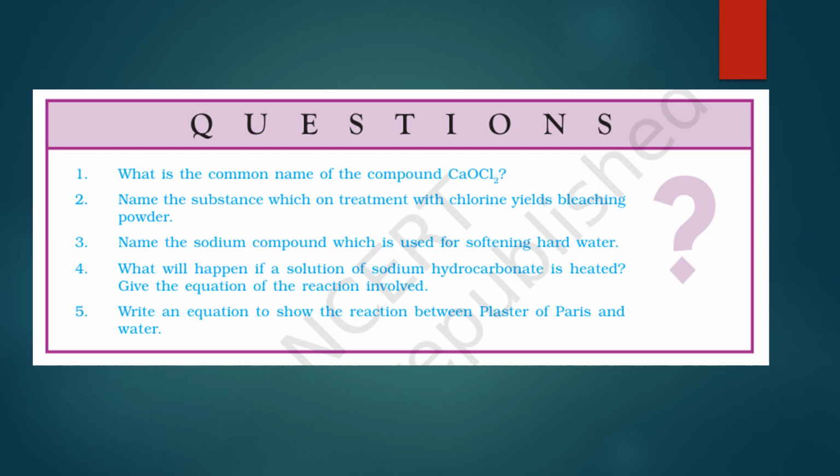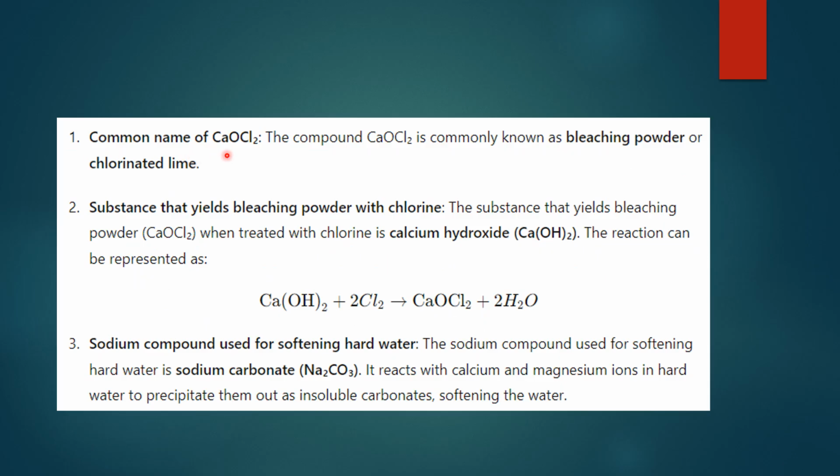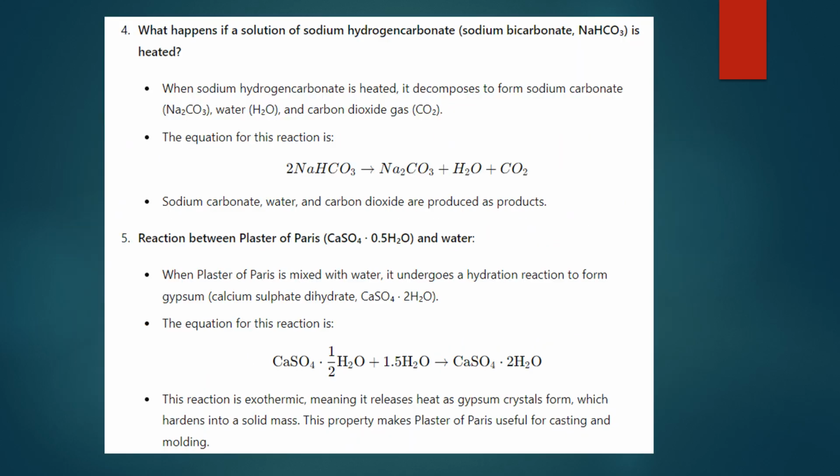And here come the 5 important questions which we are going to answer one by one. So the first question is common name of CaOCl2. Just now we studied it: bleaching powder, or you can call it chlorinated lime also. Now substance that yields bleaching powder with chlorine. What is that substance? It is calcium hydroxide and we have the equation also. Then sodium compound which is used for softening hard water is sodium carbonate, right? So what will happen if a solution of sodium hydrogen carbonate is heated? It will decompose to form sodium carbonate, water and carbon dioxide. This is the reaction involved.